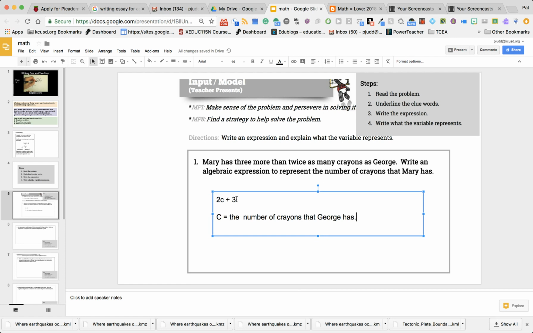So 2C plus 3. I didn't underline, but I looked at where my keywords were. You'll be underlining in your book when we go to structured guided practice. And write the expression and then write what the variable represents. So I did all of my steps.